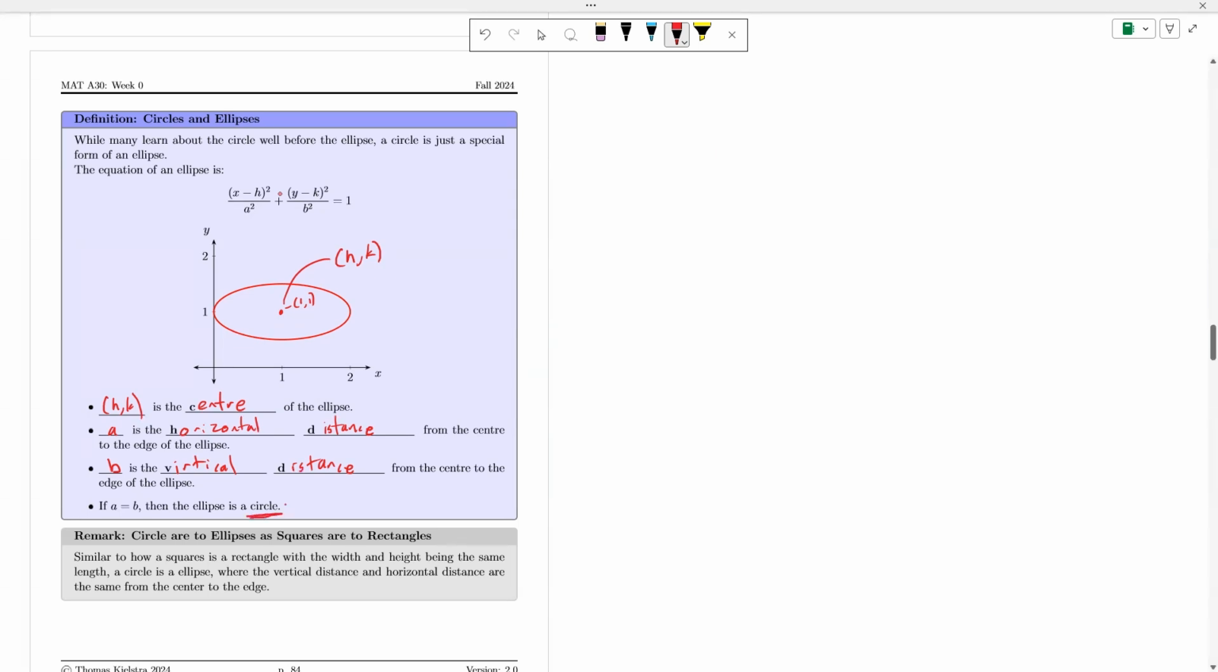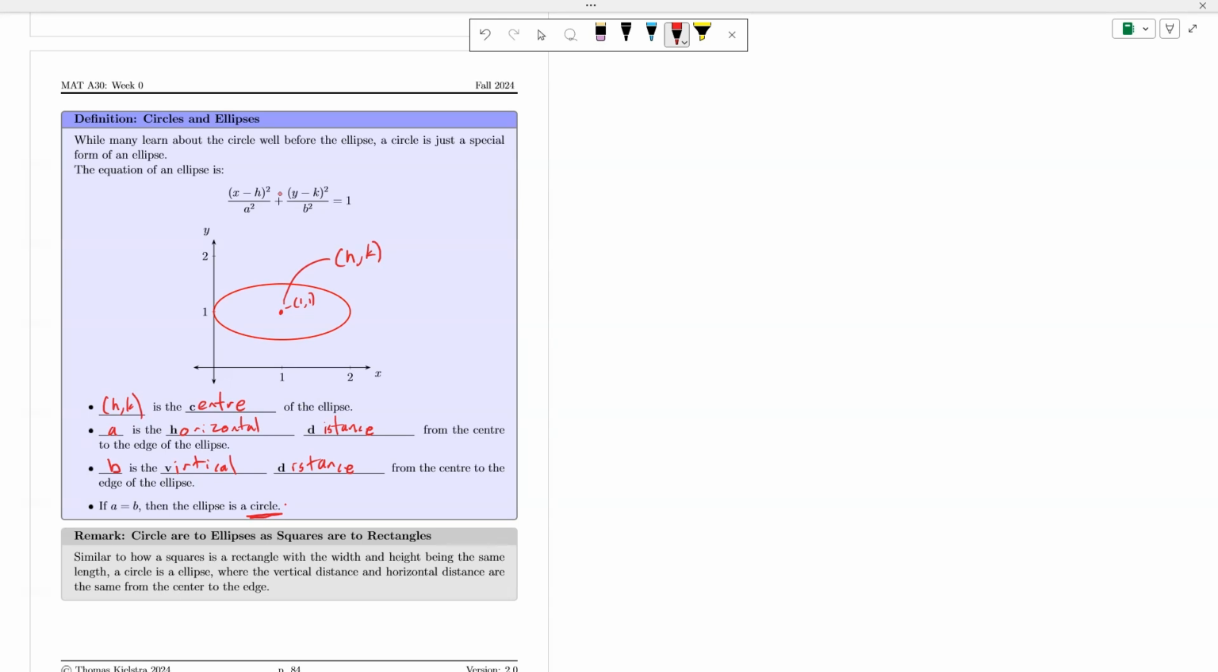So circles are to ellipses as squares are to rectangles. A square is a rectangle, but it's a rectangle where the width and height are the same size. Circles are ellipses where the distance vertically to the edge of the ellipse and the distance horizontally to the edge of the ellipse are the same. That's what makes it a circle.